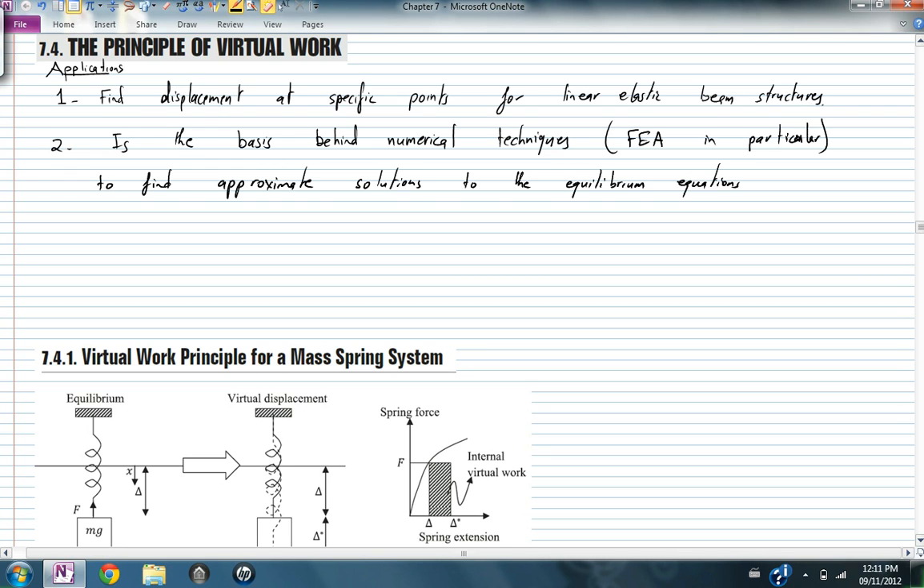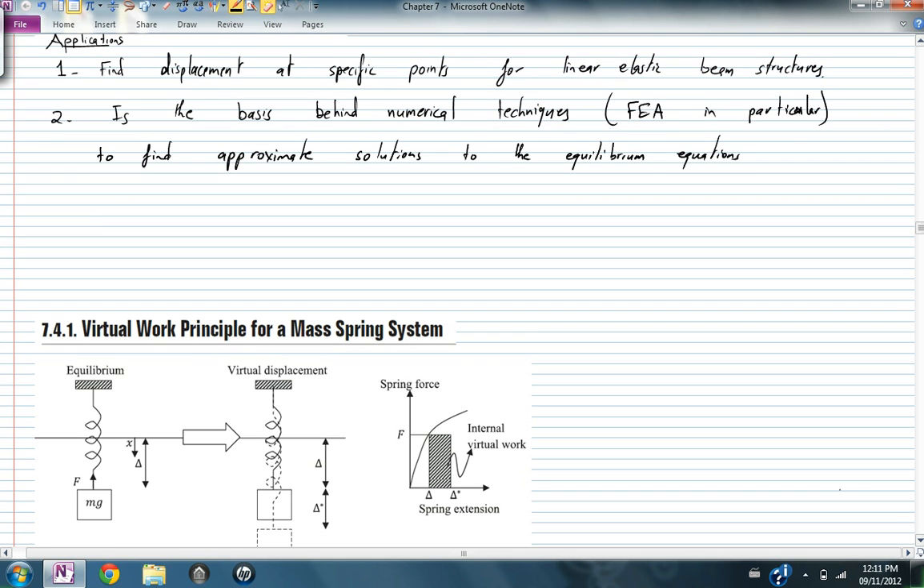So in this set of lectures we're going to talk about how the principle of virtual work applies to a one-dimensional, or 1 degree of freedom, system, and continuum systems, and finally we're going to apply it to beam systems.